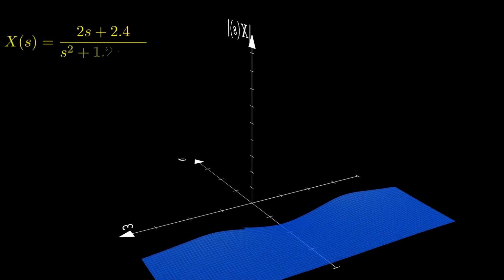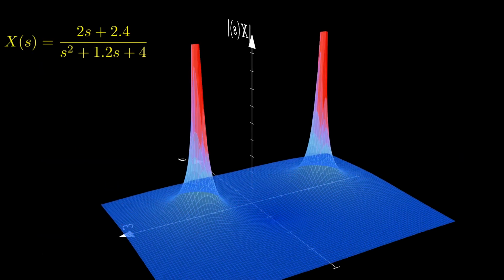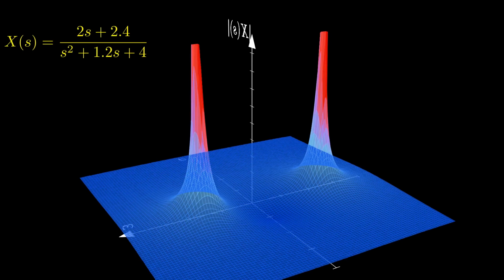We can compute the Laplace transform of the previous function. If we take its magnitude and make a plot in a 3D coordinate system, it will show up a colorful surface. The peaks correspond to the locations of the poles, and the valleys to the zeros.